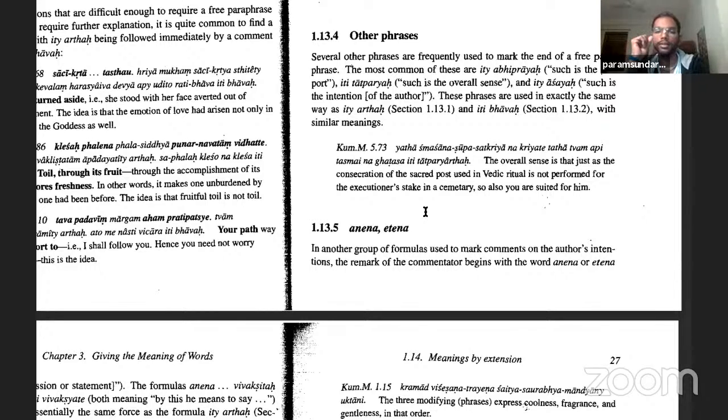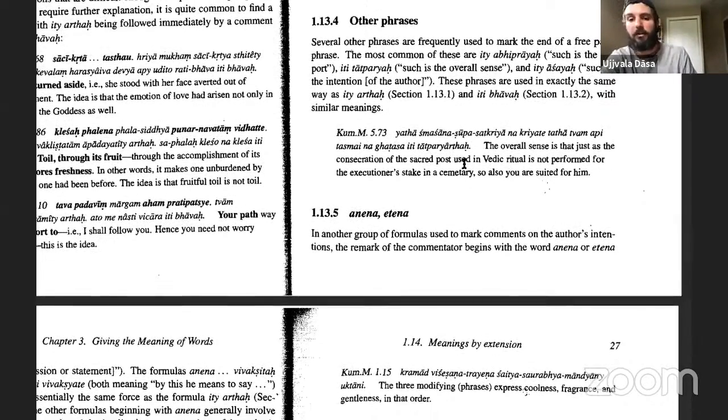Looks like a vessel. So just as smashana shupa satkriya na kriyate, tata tvamapi tasmai na gatasa iti. So tvam na gatase. You should not be suited for him. Tata tvamapi tasmai na gatase. So they're just giving examples of how iti tatparya and ityartha are synonyms. Iti bhavaha.